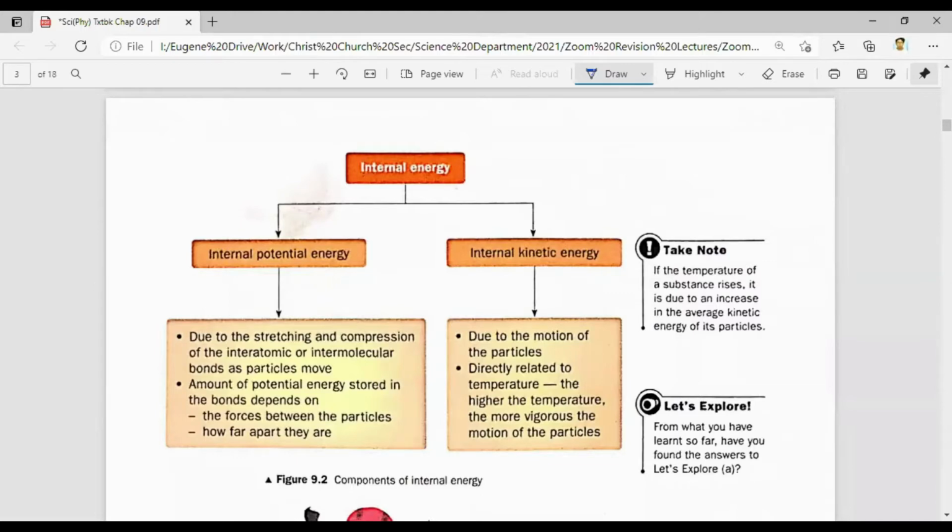One is called the internal potential energy, in short IPE. The next one is the internal kinetic energy, IKE. I'm going to refer to internal potential energy as IPE and internal kinetic energy as IKE subsequently.